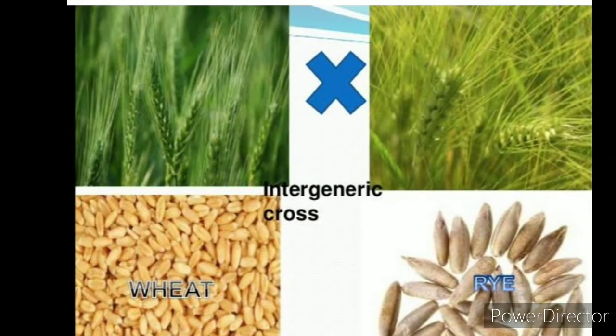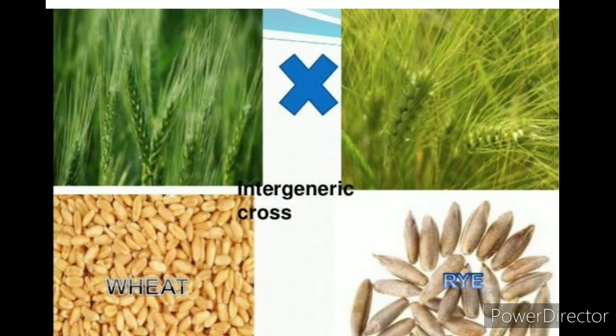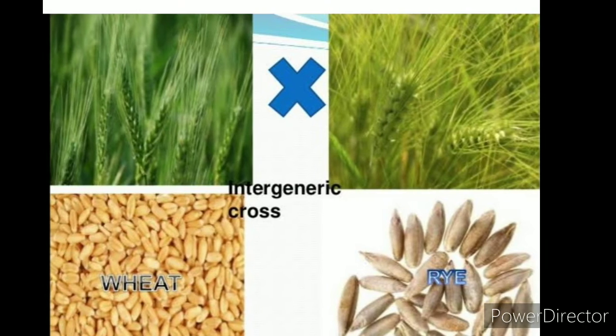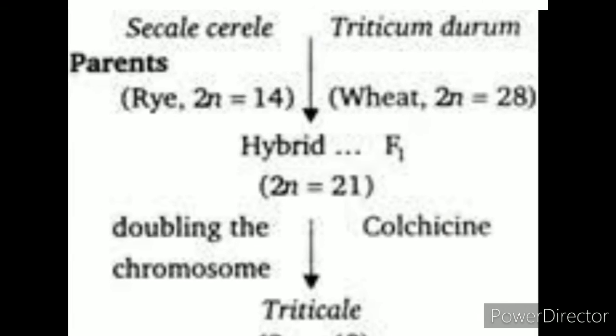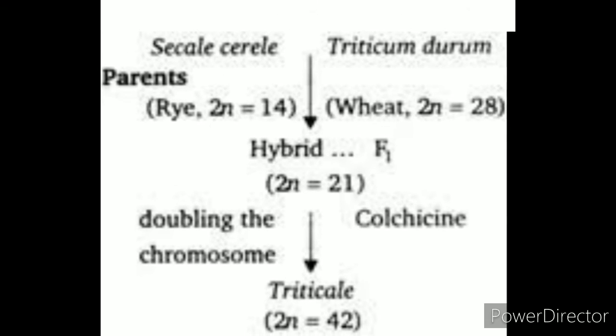Fourth type is intergeneric hybridization. The crosses are made between the plants belonging to two different genera. Example, triticale, first man-made cereal. This we had studied in chapter 3.